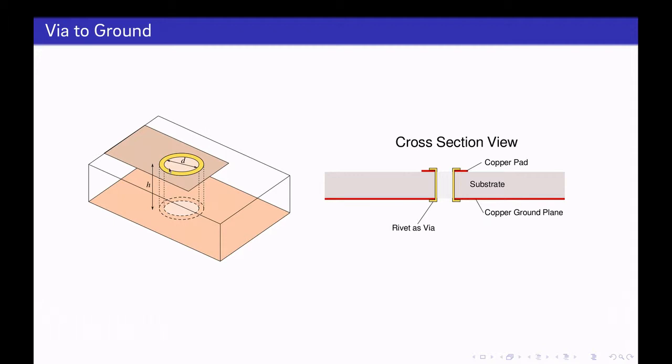The via is usually realized by drilling a hole into the microwave substrate and then placing a metal rivet into it such that the contact is provided between the upper layer and the lower layer. As you can see also in the cross section, the yellow structure is my rivet, and the rivet has contact to the lower layer, which is the ground here, and also to the upper layer, which is my microwave line.